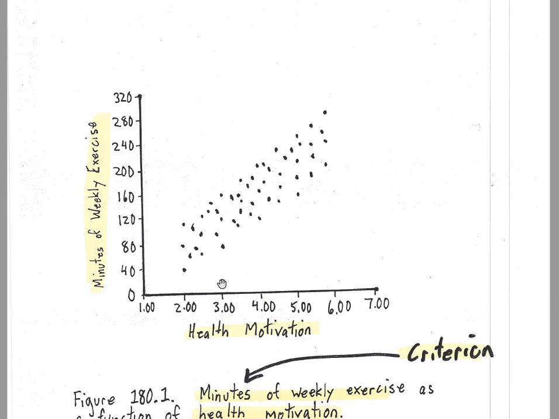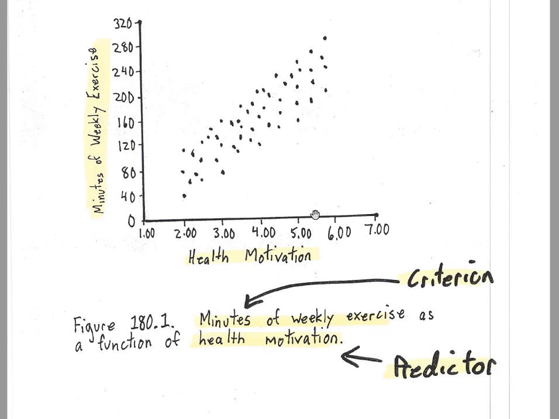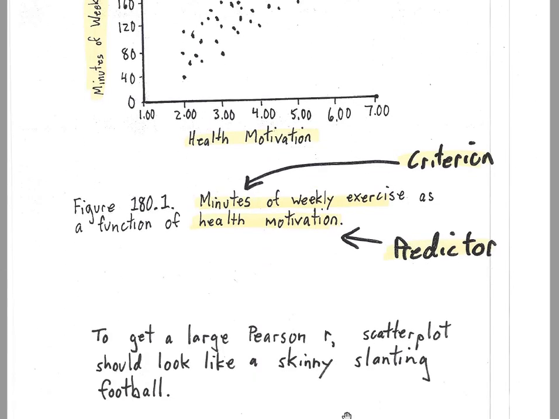Other things held constant, we want it to be skinny. We're going to see that the skinnier this sloping scatter plot is, typically the stronger the correlation coefficient is going to be, the tighter the relationship between the x variable and the y variable. So this issue will come up at various points in this lecture. To get a large Pearson R, the scatter plot should look like a skinny slanting football.